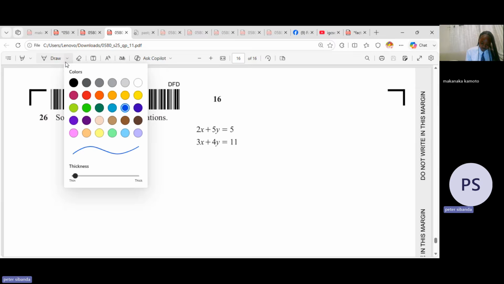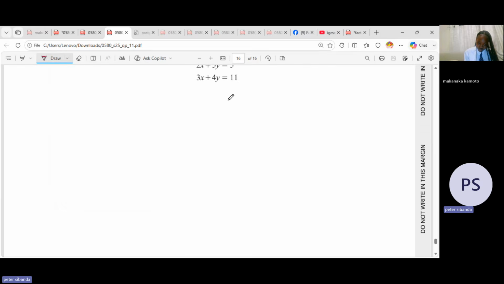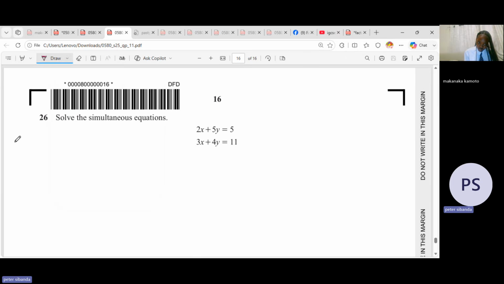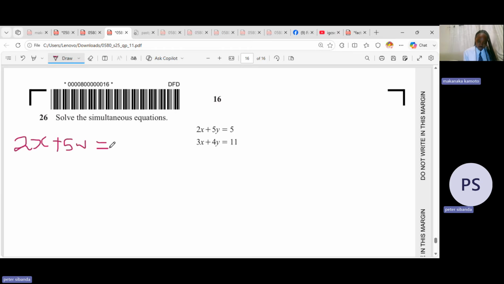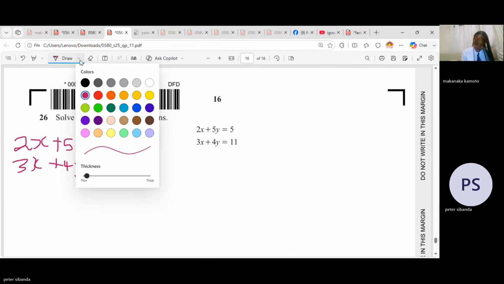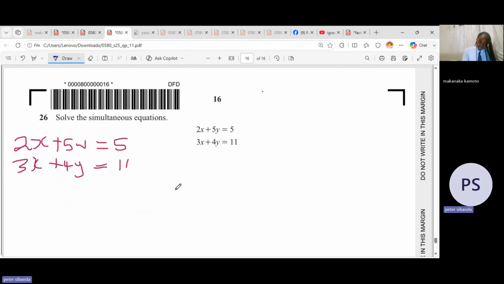So now I'm just gonna rewrite it here, and then you'll be the one telling me what to write. So we have 2x plus 5y equals 5. Then we've got 3x, sorry, plus 4y equals 11. Do you think you can answer this question? Yes. Okay, go ahead and try.